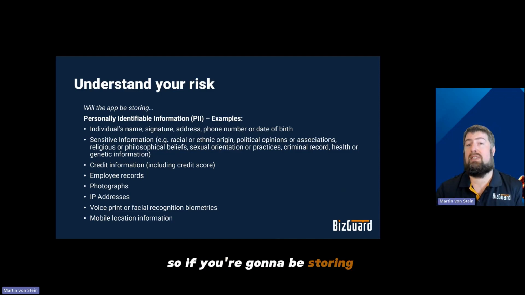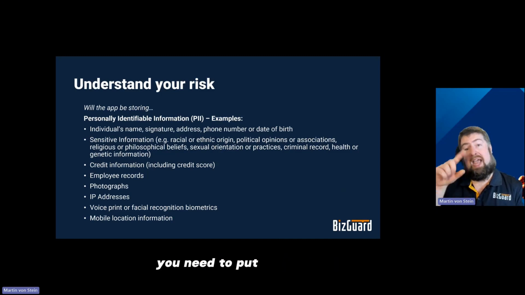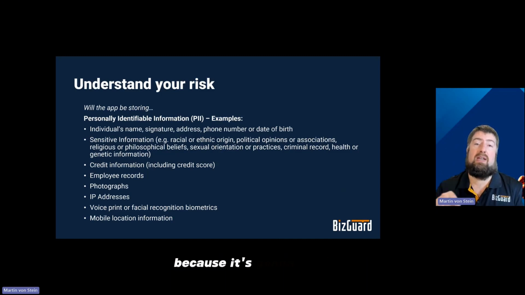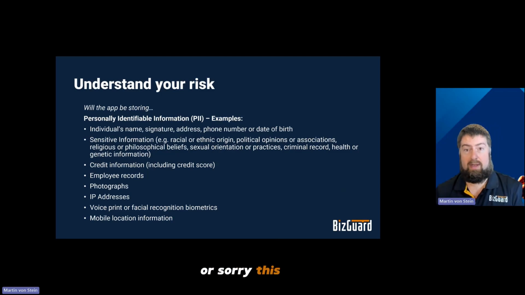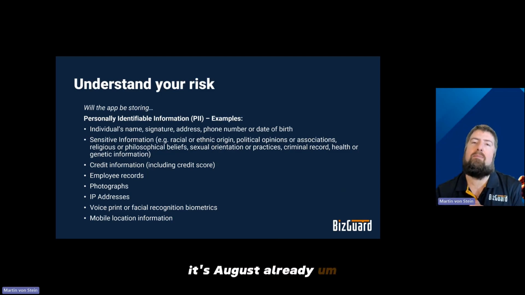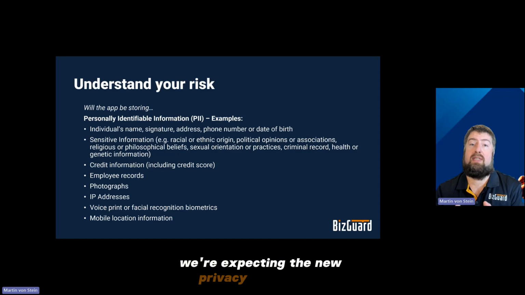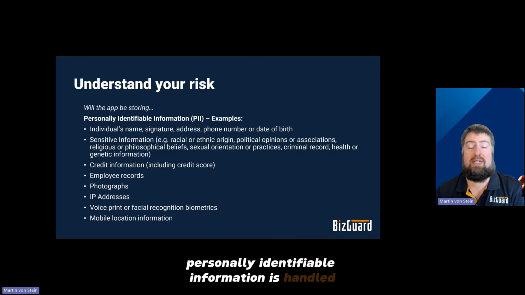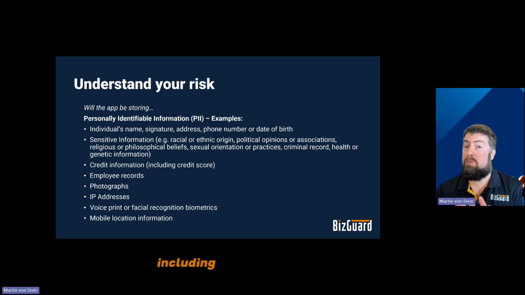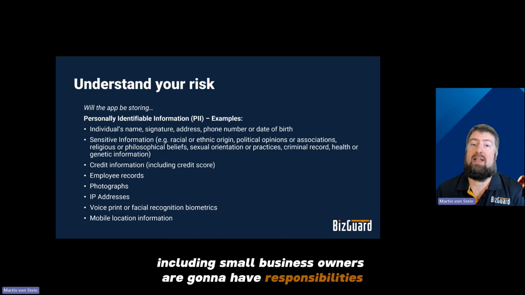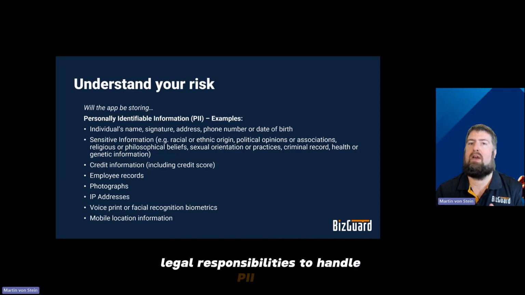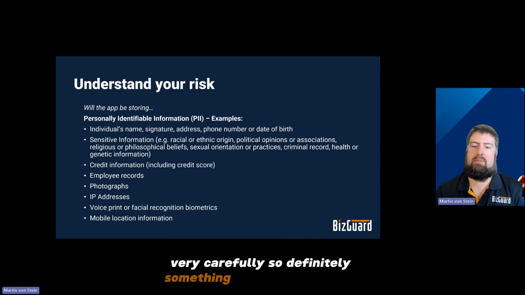So if you're going to be storing this in your app, you need to put an asterisk next to security, right? Because it's going to become really, really important, especially next month, or sorry, this month. It's August already. We're expecting the new Privacy Act amendment to go before Parliament, and that's going to include a whole lot more consumer protection around how personally identifiable information is handled. And you as a business, including small business owners, are going to have legal responsibilities to handle PII very, very carefully. So definitely something to be careful about.